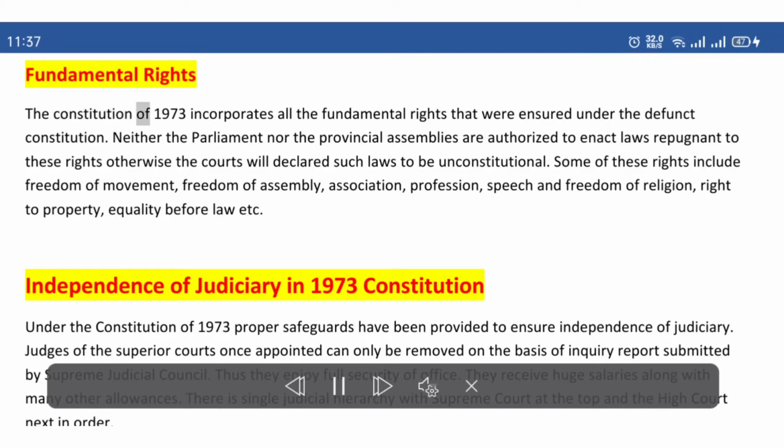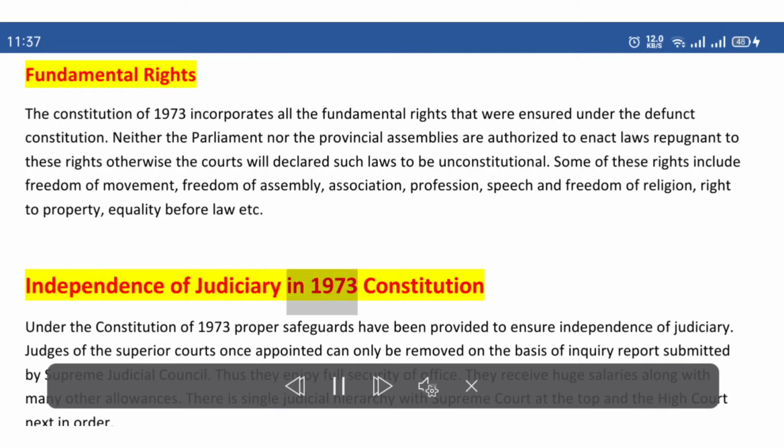Fundamental rights. The Constitution of 1973 incorporates all the fundamental rights that were ensured under the defunct Constitution. Neither the Parliament nor the provincial assemblies are authorized to enact laws repugnant to these rights, otherwise the courts will declare such laws to be unconstitutional. Some of these rights include freedom of movement, assembly, association, profession, speech and religion, right to property, equality before law, etc.